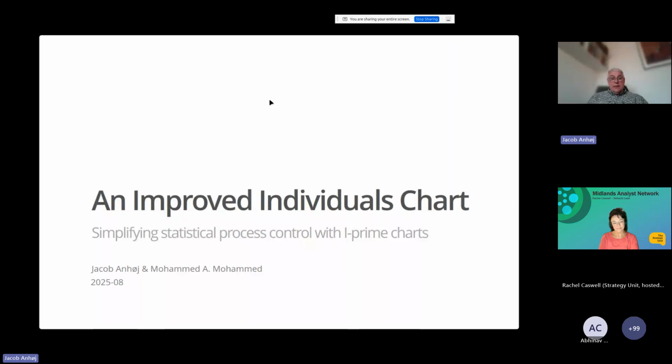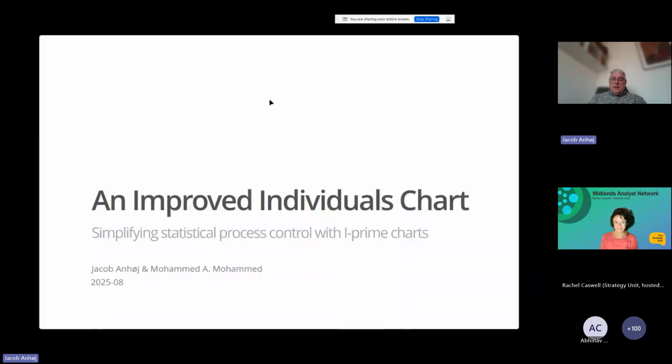Otherwise, I'm a medical doctor. That's my profession. I've spent most of my career working in patient safety and healthcare improvement, and I'm especially interested in statistical process control. I've done some work with Mohammed, and a year ago or so, he sent me an article, said, read this. This is about a new statistical process control chart, as if we didn't have enough already.